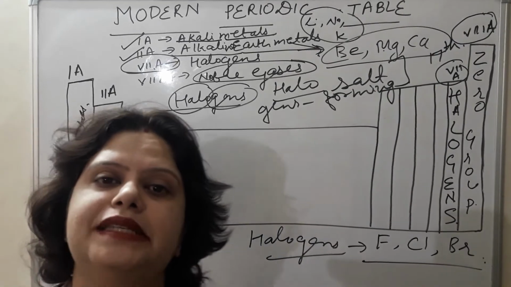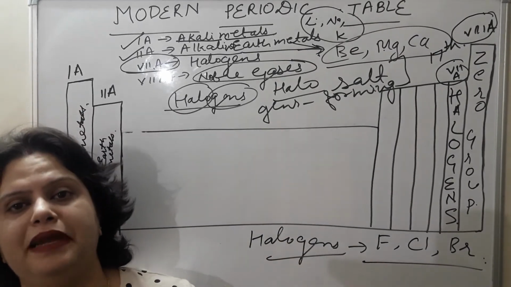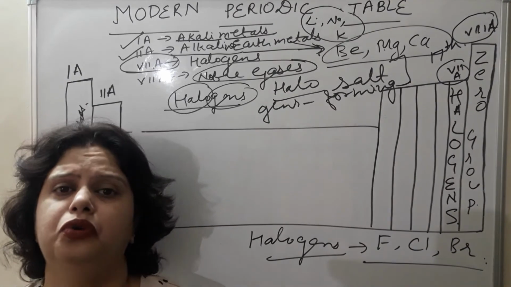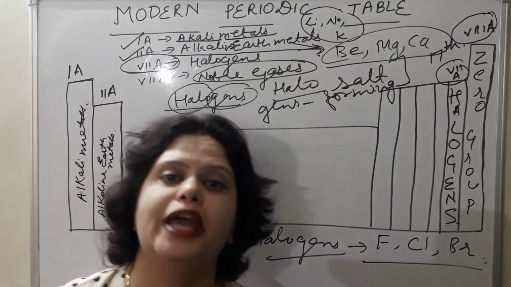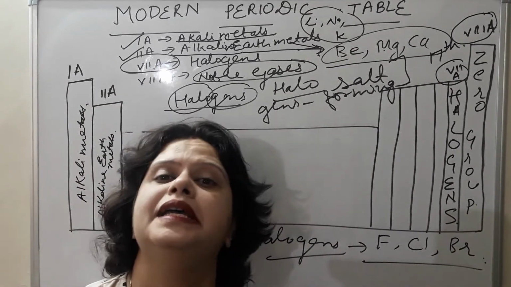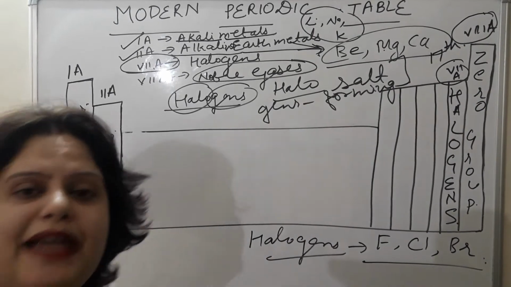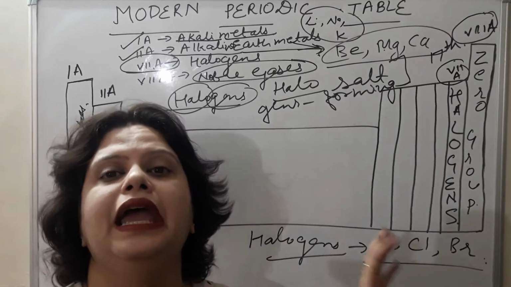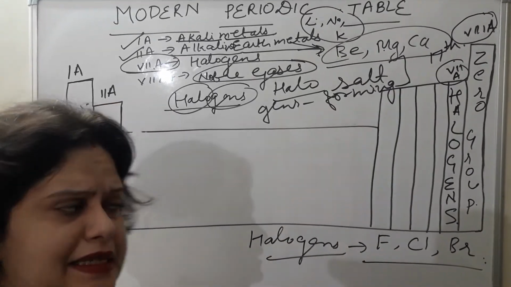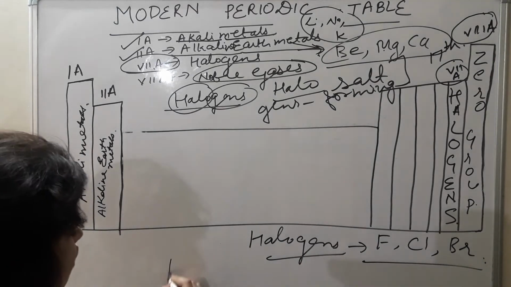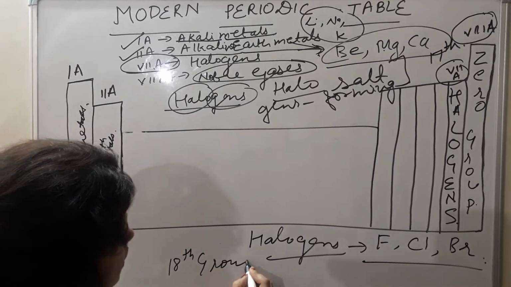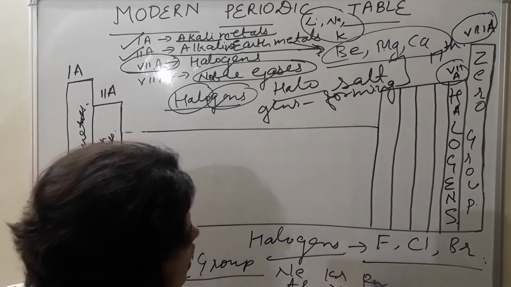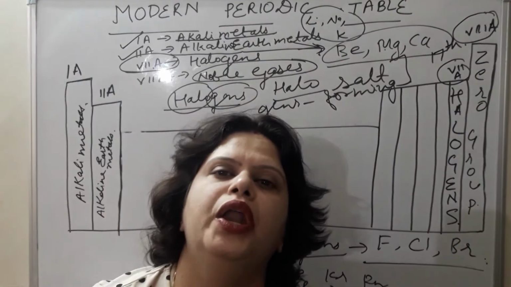This group is known as the zero group because the elements present in this group are stable. They don't need to lose, gain or share electrons. Their shells are fully filled according to stable electronic configuration. That's why this group is known as the zero group, and the elements present in it are known as inert gases, inert elements or noble gases. Again, there are not many examples for the 18th group elements: neon, argon, krypton, xenon, radon. So all these are examples of noble gases.